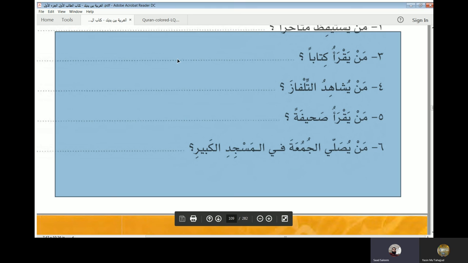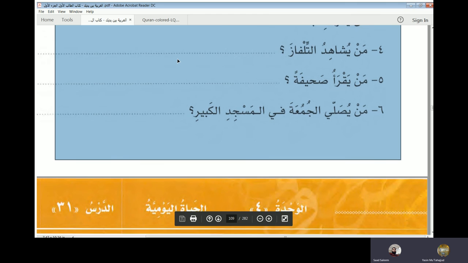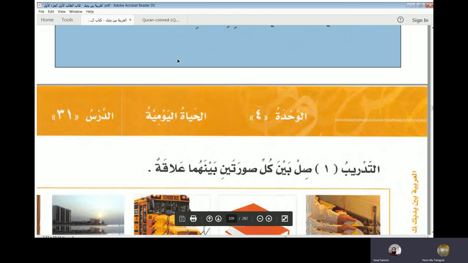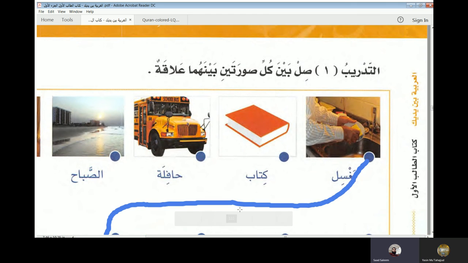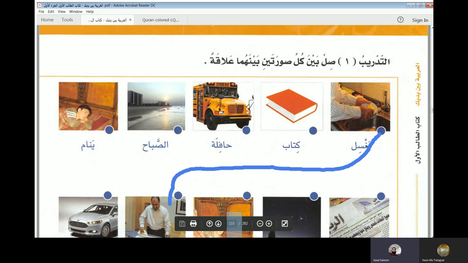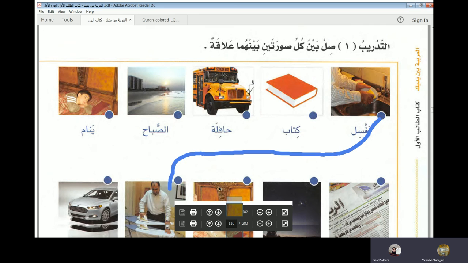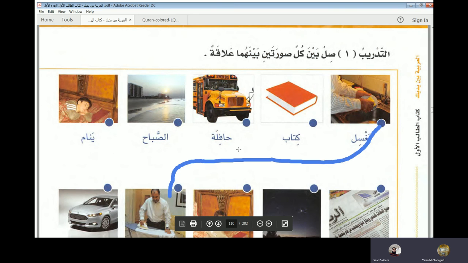All these questions are your homework, okay? Next, we have a new lesson, inshallah, we start it tomorrow. Note this page, page number 110. Yes, 110.